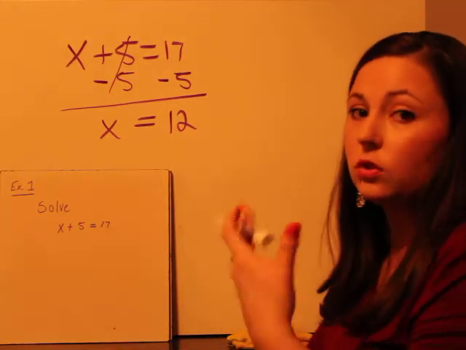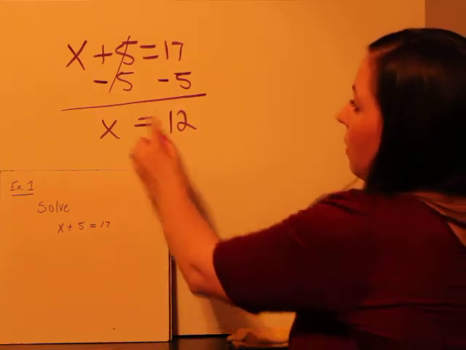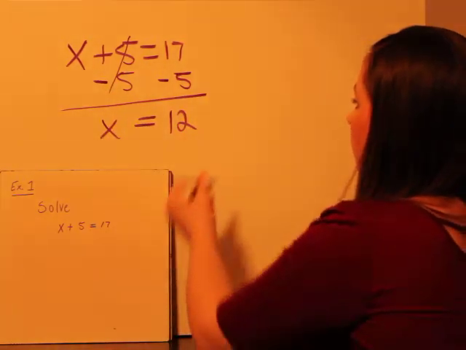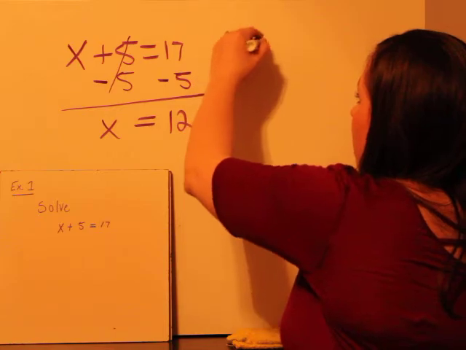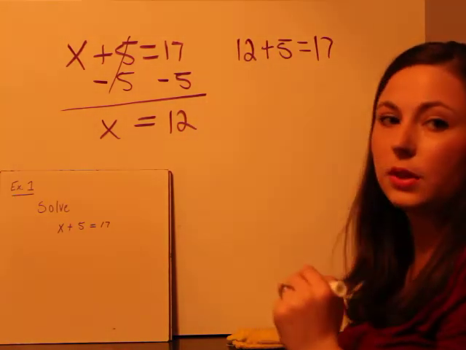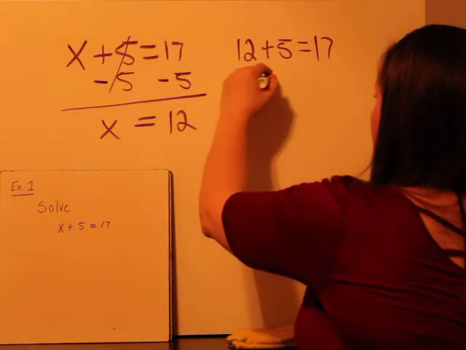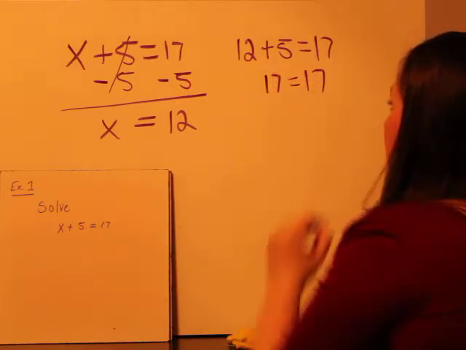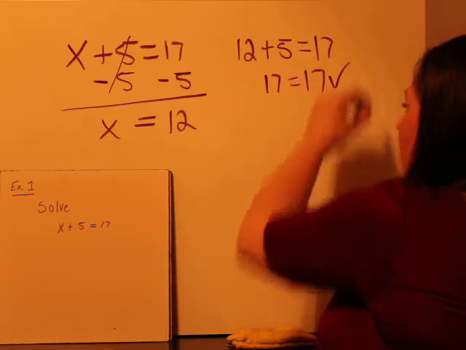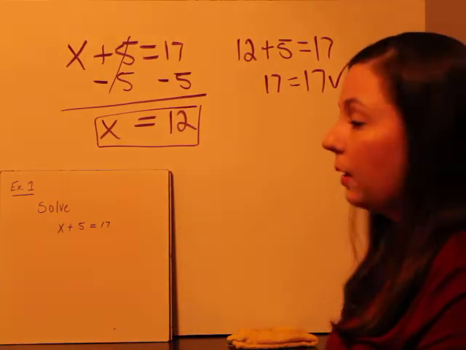We need to go back though and check to make sure we've done it correctly. So we're going to plug back in. Here we have x plus 5 equals 17. Instead of x, we're going to put 12. So we have 12 plus 5, and that should be equal to 17. Okay? And now we evaluate. 12 plus 5, that's 17. Equals 17. Is 17 equal to 17? Yes. So it checks out. So x is equal to 12, and that would be your answer for that.